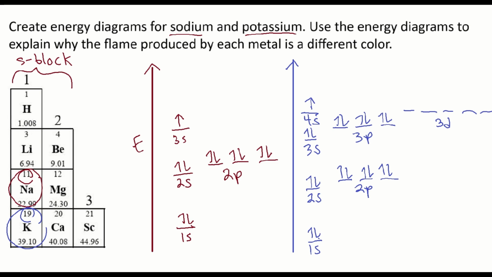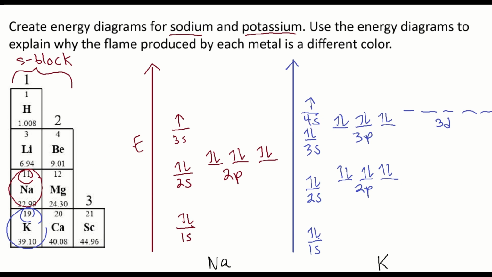Now let's take care of the second part of the question, where it's asking us to explain why the flame produced by each metal is a different color. So in our flame test lab, the station with sodium chloride produced a bright yellow flame, and the station with potassium chloride produced a lilac or faded purple flame. Now, our eyes are not spectroscopes, although you could have used yours. This question is basically asking why the different colors in the flame.